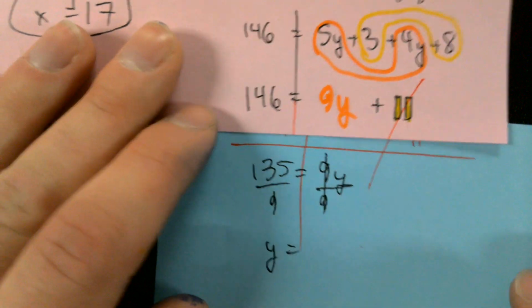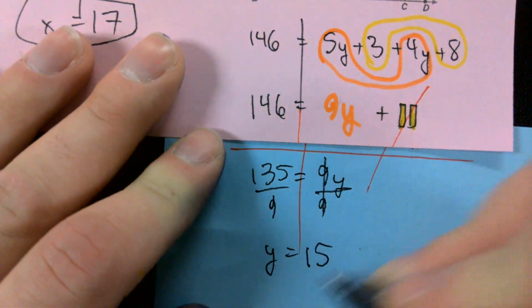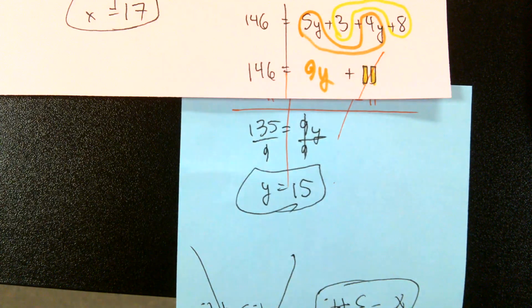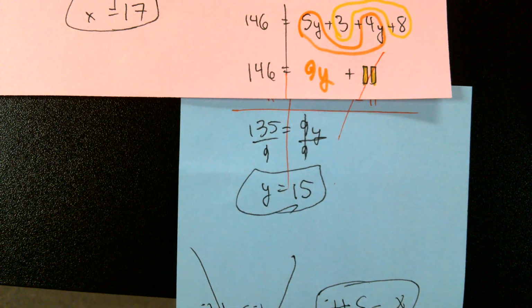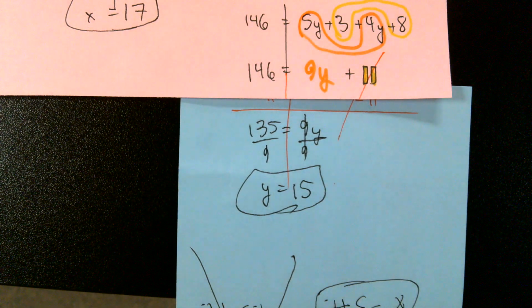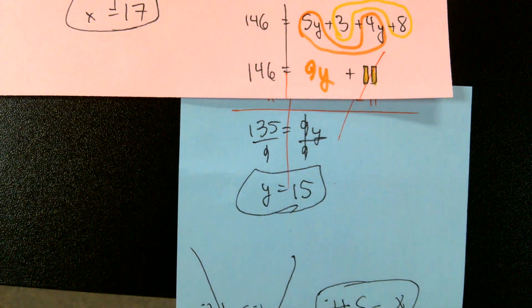Anyone have this answer for me? 15? Sounds good to me. y is equal to 15. I'll zoom out so you can see the whole thing. There's our solving process for number 6. Questions I can answer about exterior angle problems?